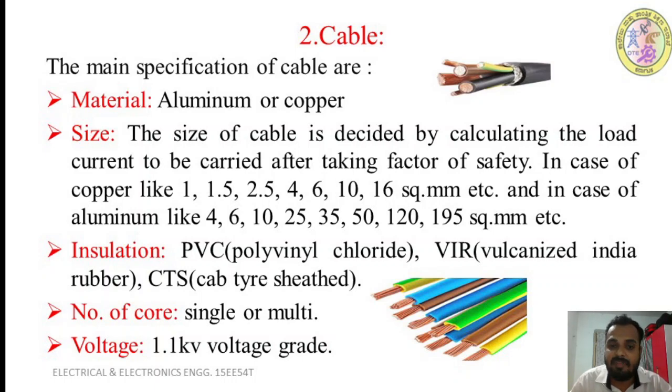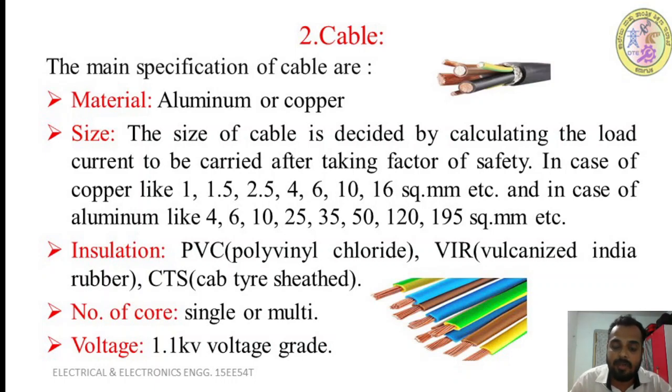Next, size of the cable. The size of the cable is decided by calculating the load current to be carried after taking a factor of safety. Here we are considering a factor of safety of 2. In case of copper, sizes are like 1 square mm, 1.5, 2.5, 4, 6, 10, 16 square mm, etc. In case of aluminum, 4, 6, 10, 25, 35, 50, 120, 195 square mm, etc. These are the sizes of the cable. The size of the cable depends on the amount of current which is carried through it, right? We have to select the proper size depending upon our current requirement.